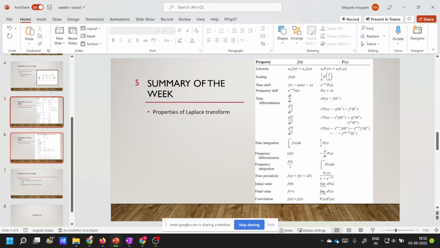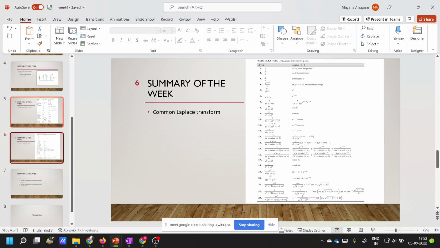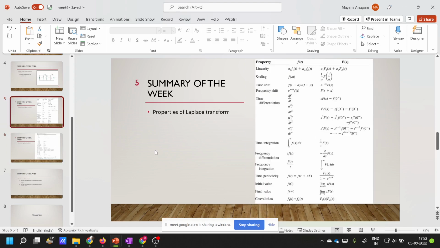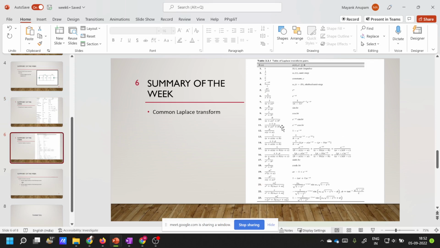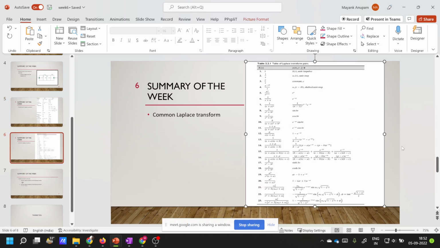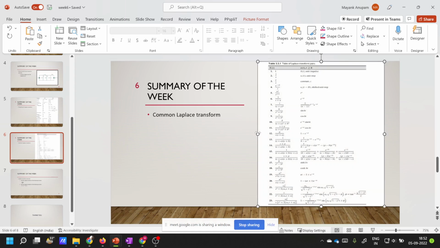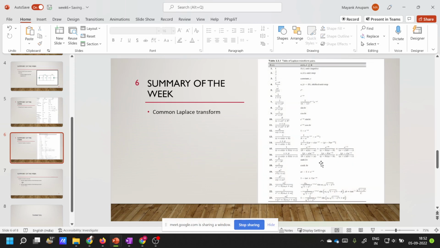Yes, we get confused about time shifting and frequency shifting. Correct. That is indeed confusing for me also. Okay, so I have to remember it. Anyway, so I will be sharing these slides. Look it up. This is a table. This is kind of an important one. Okay. You should remember some of the basic Laplace transforms.